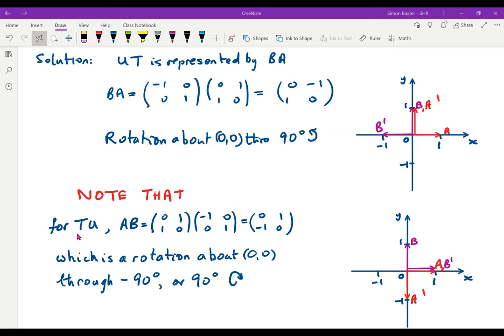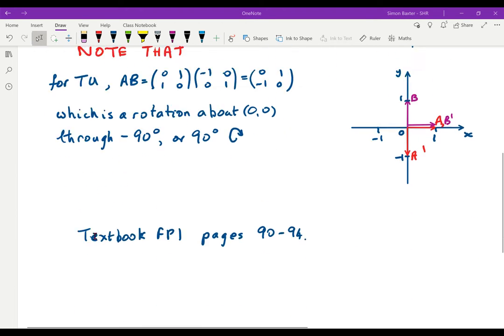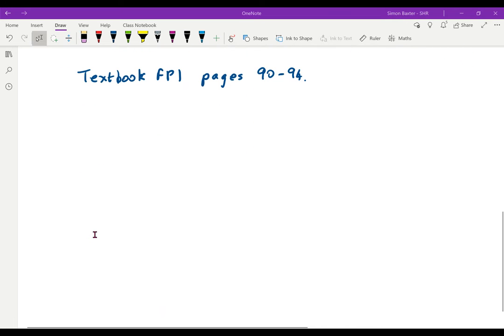That is the main precaution that you have to take when combining transformations. You must get them in the right order. This is all done in your textbook on FP1 on pages 90 to 94.